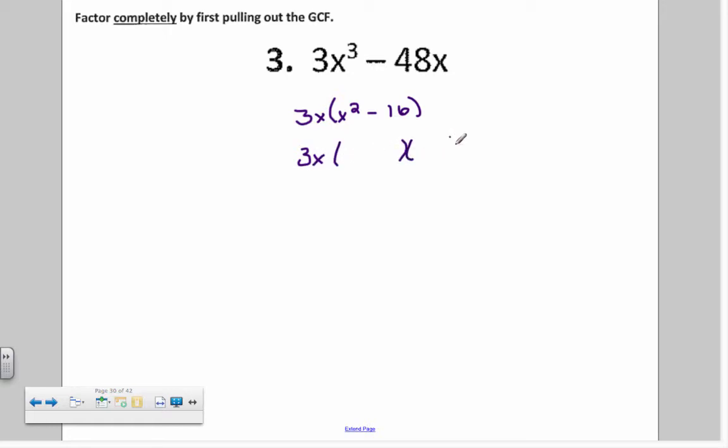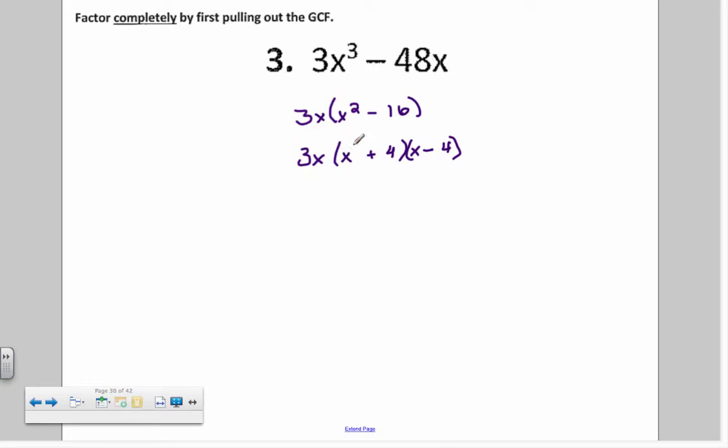Now remember, for a difference of squares, when you factor it, it becomes the square root of the front, the square root of the back, and then you have a plus and a minus. Or if you think about it as a squared minus b squared, you have a plus b times a minus b. Now I can check both of these.